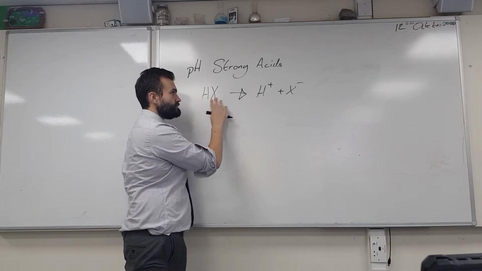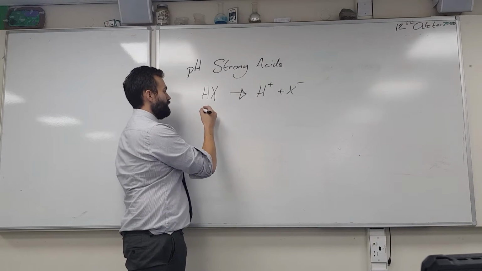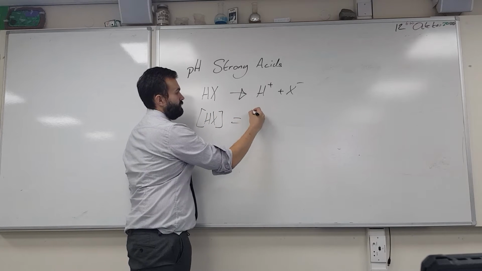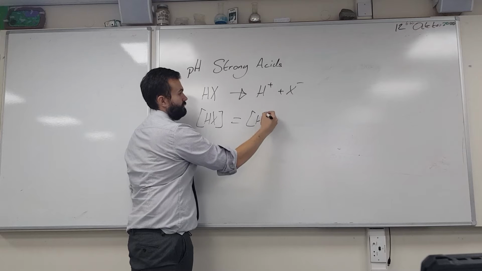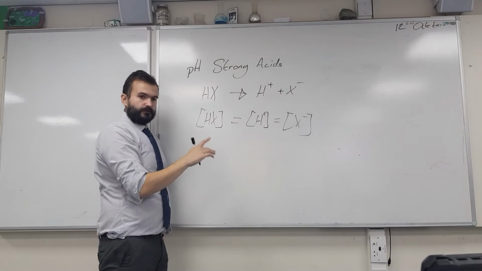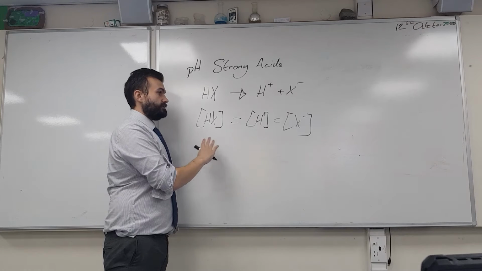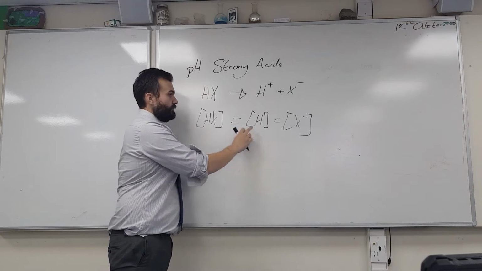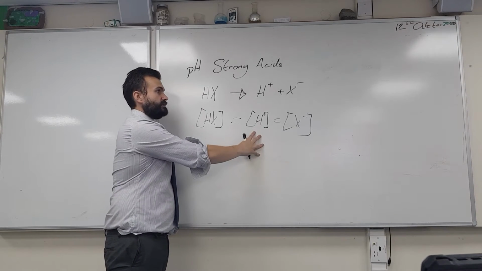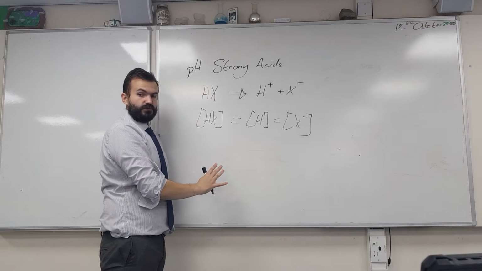So if we've got 1 mole of this, we're going to get 1 mole of this. What we're going to do constantly is use square brackets. So the concentration of HX would be equal to the concentration of H+, which would be equal to the concentration of X-. We use square brackets constantly because it's the correct method of writing it. We should really write the state symbols, but it's pretty much a given that H+ is aqueous, so we don't have to write them.